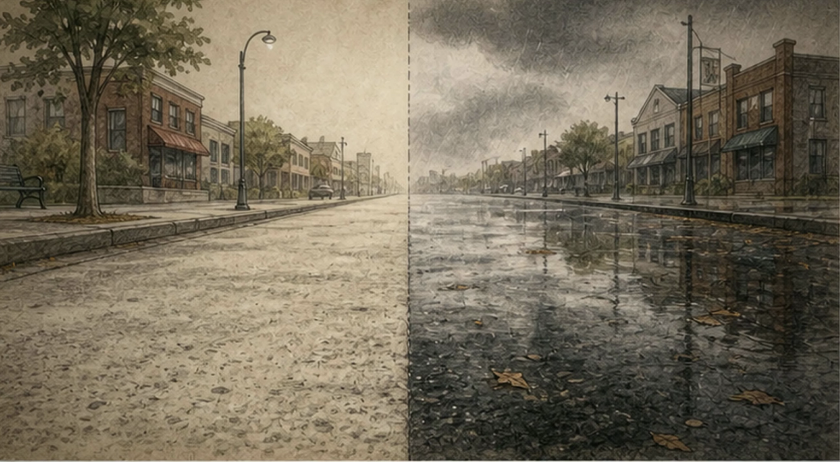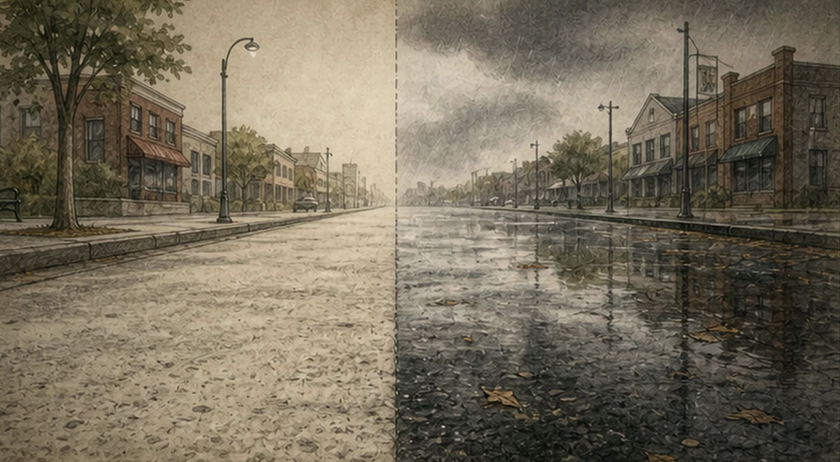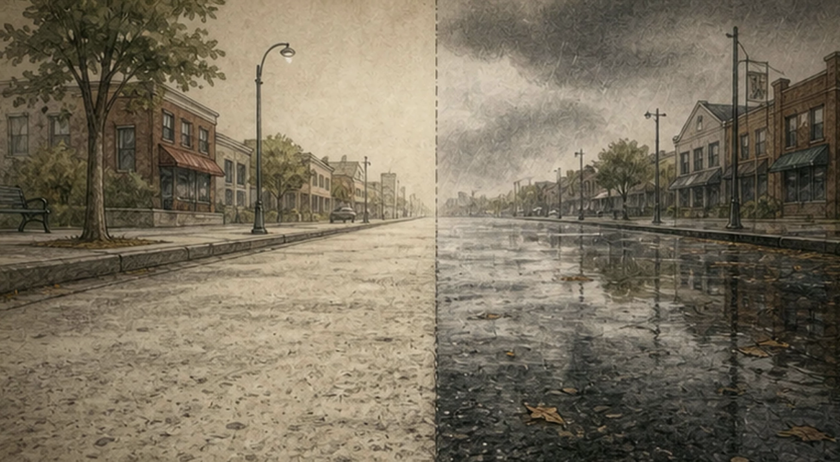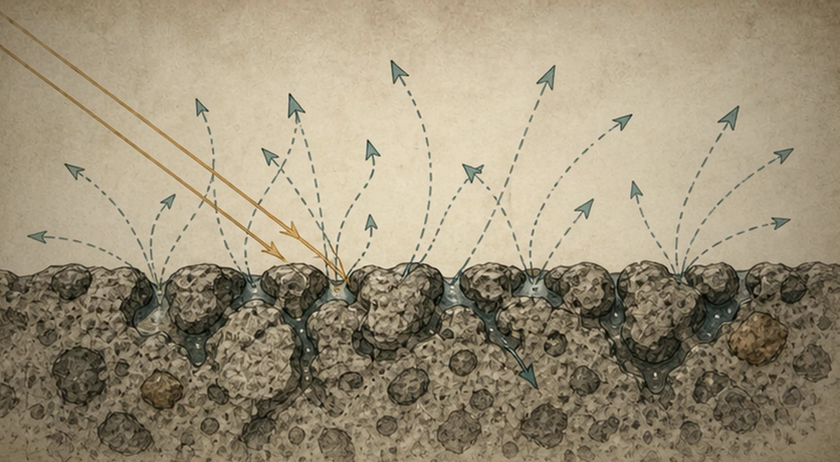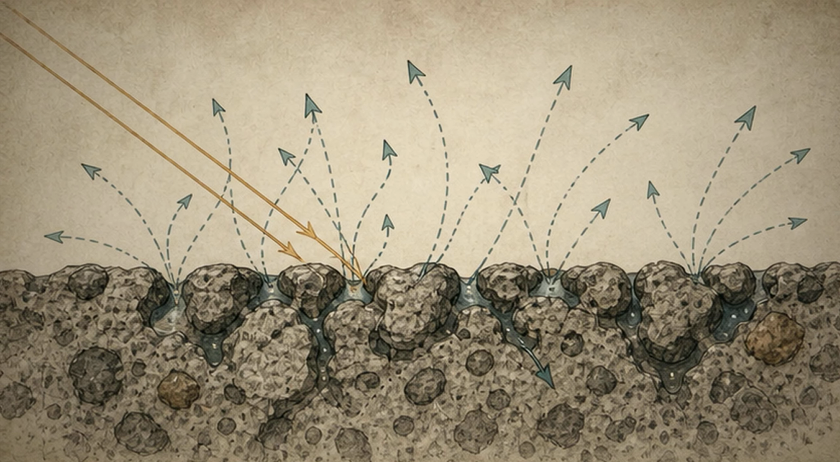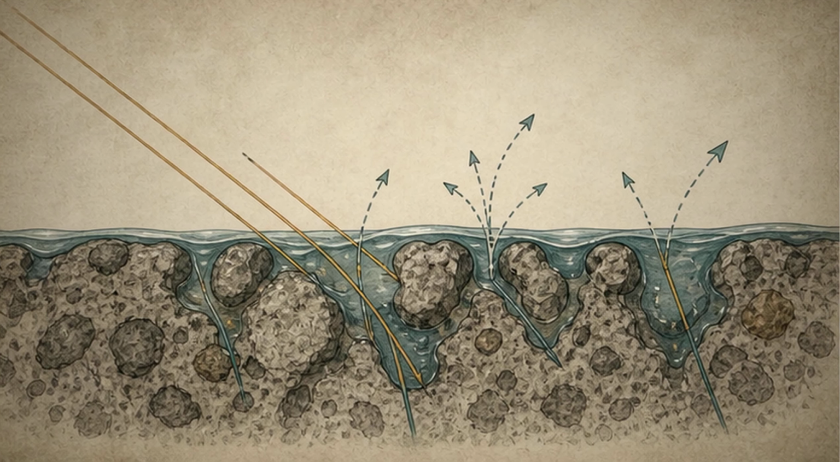Rain can make the same gray pavement look almost black within seconds. The material has not changed color, and the water itself is nearly transparent. The change comes from where the incoming light goes and how much of it returns toward your eyes.